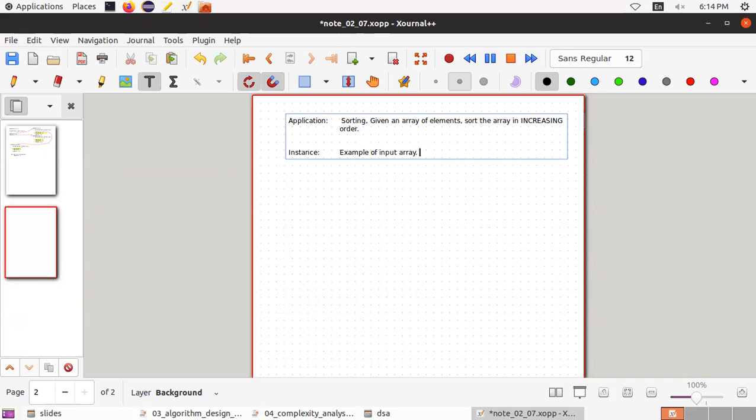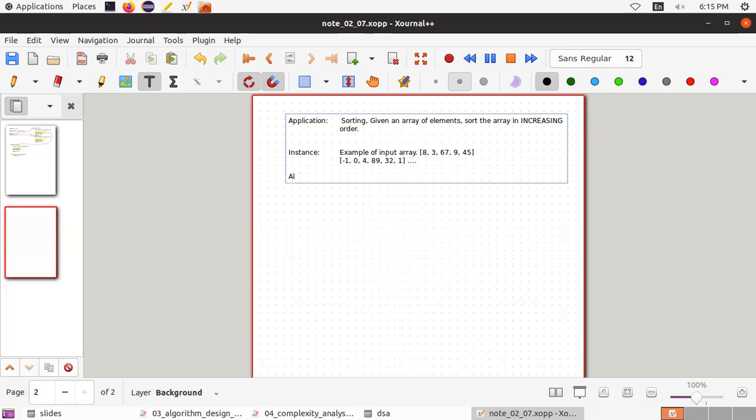Okay, instance, example of input array. So one example could be this. This could be another example. And so on. So instances are examples.